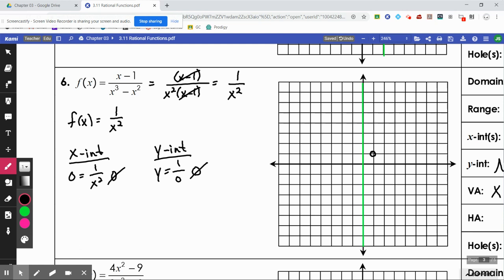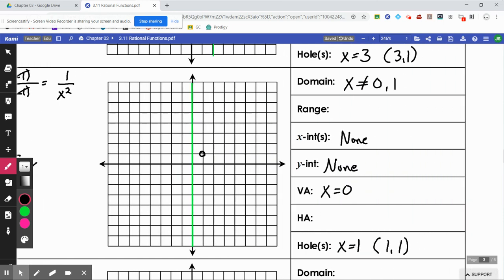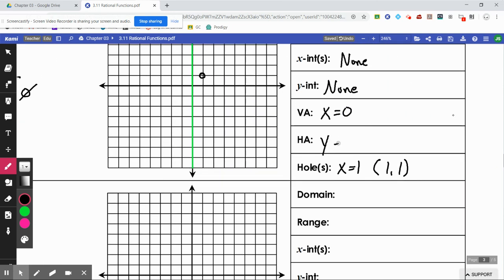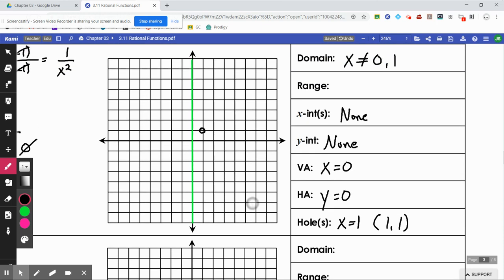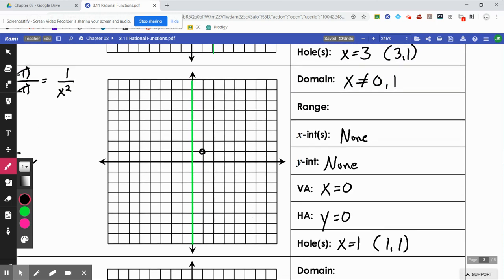So therefore, next up, let's find our horizontal asymptote. The way that you do that, look at the powers. On top, you have no x's. On bottom, you have 2 x's. If the degree of the bottom is greater than the degree of the top, then y equals 0 is your horizontal asymptote, which again explains why we didn't have an x-intercept. So let's go ahead and plot that horizontal asymptote. Okay, there. So now you have your two asymptote lines.